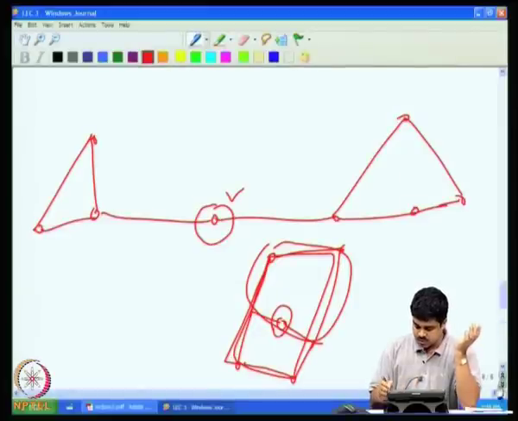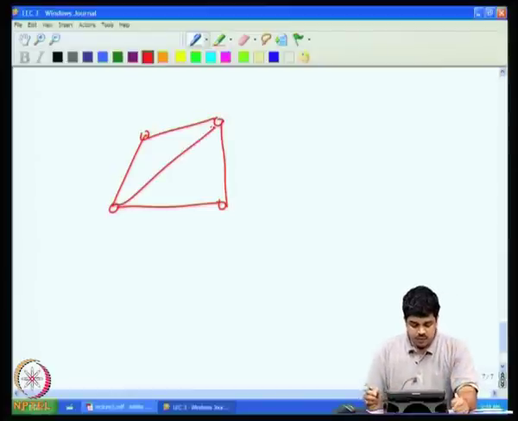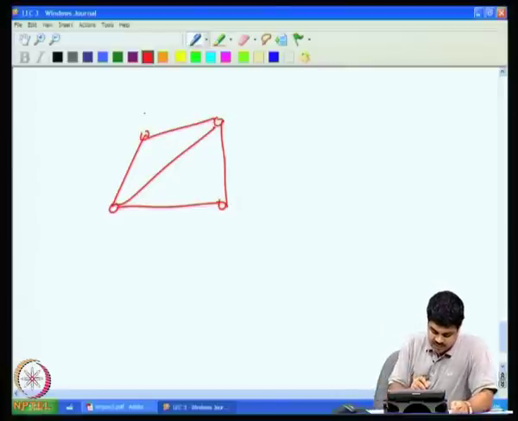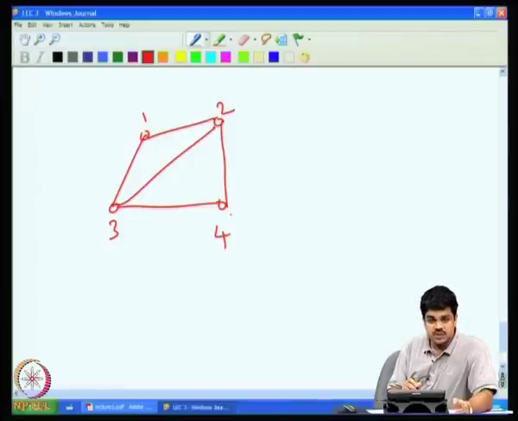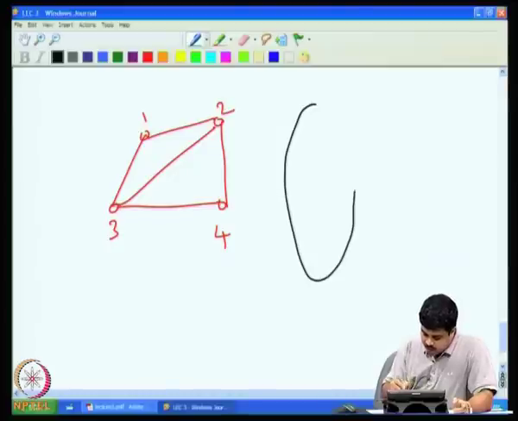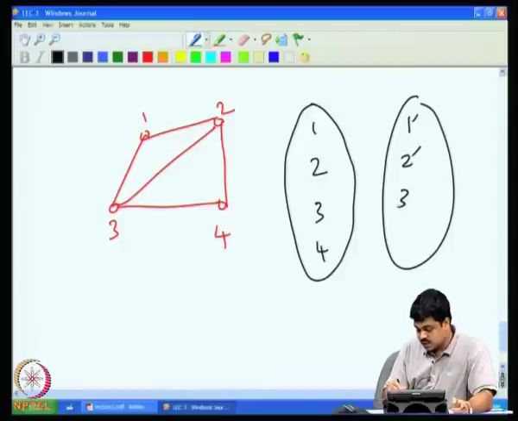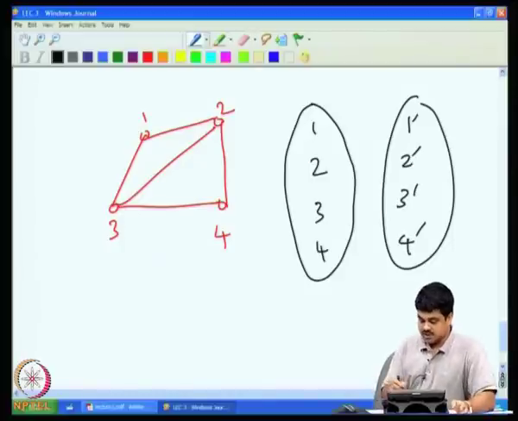So, let us take this graph. This is a simple graph. One way to associate a bipartite graph to it is like this. 1, 2, 3, 4 are the vertices of this graph, and then I will make 2 copies of the vertices of this graph. So, that means 1, 2, 3, 4, and again 1 dash, 2 dash, 3 dash, 4 dash, to distinguish, that is another copy.